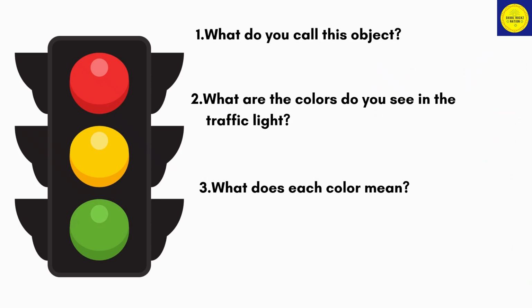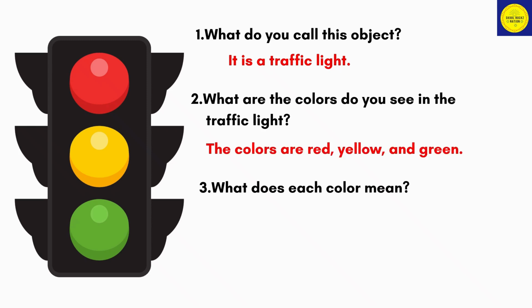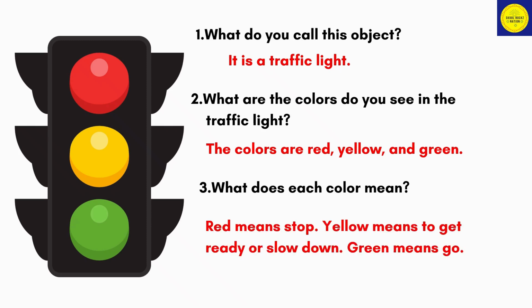What do you call this object? It is a traffic light. What colors do you see in the traffic light? The colors are red, yellow, and green. What does each color mean? Red means stop, yellow means to get ready or slow down, green means go.